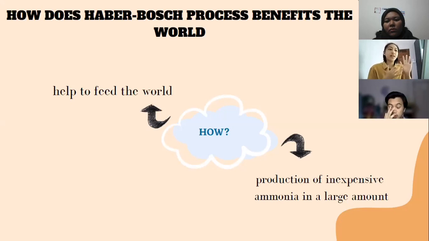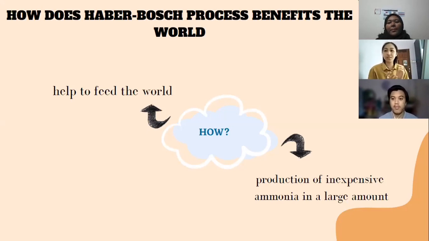So this results in less energy use, which also leads to less cost. So that's why the production of ammonia using the Haber process is actually cheaper.